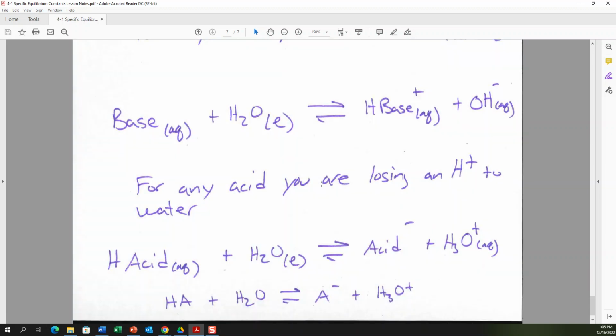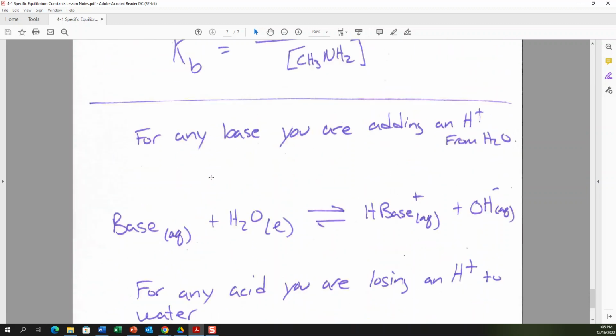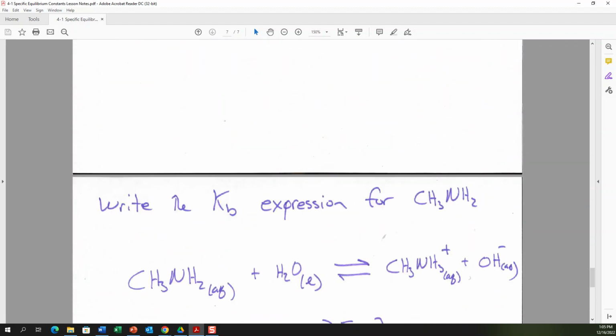It's really easy. Acting like an acid with water means I lose an H plus to water. Acting like a base with water means I take an H plus away from water. If I lose an H plus, my charge decreases by 1. If I gain an H plus, my charge increases by 1. That's it. Hopefully that clears it up. When you get that particular subscript for a K, it describes a particular type of reaction, and you want to know what type of reaction it describes.